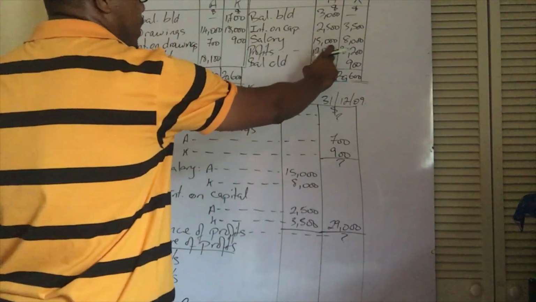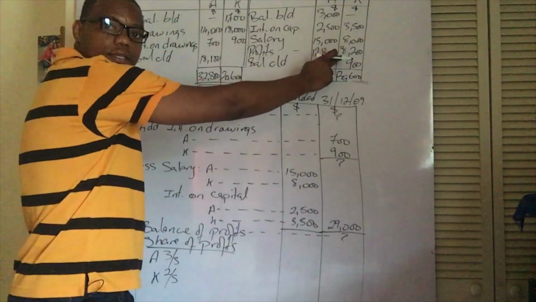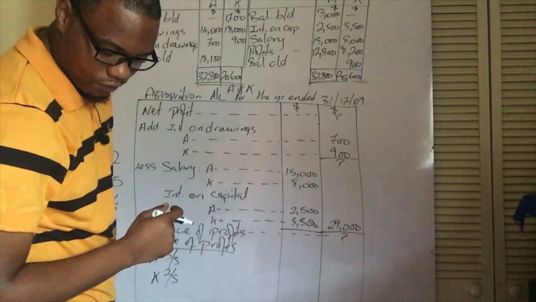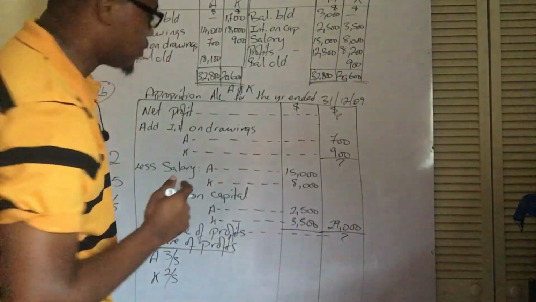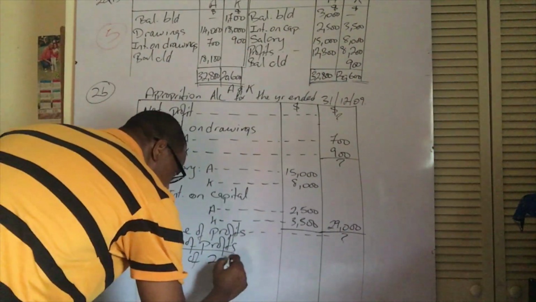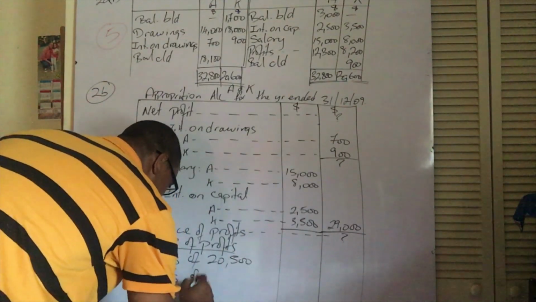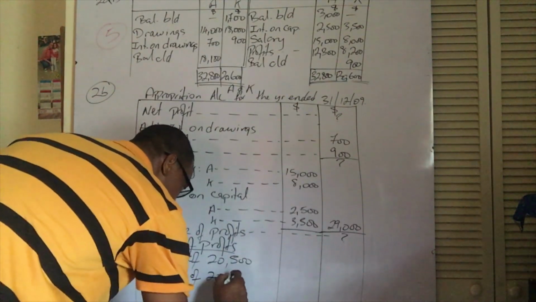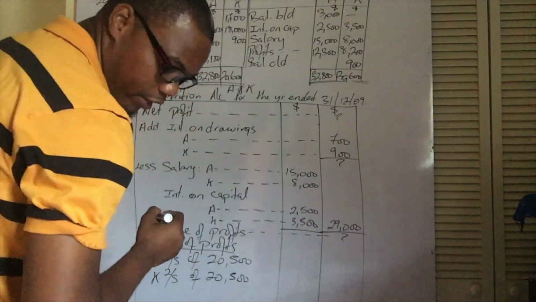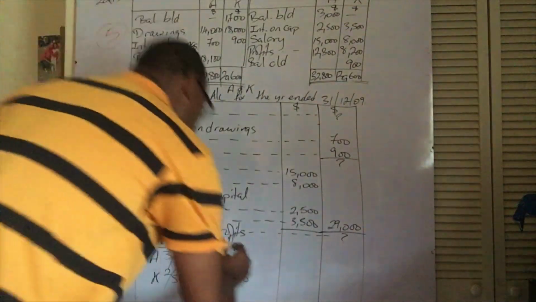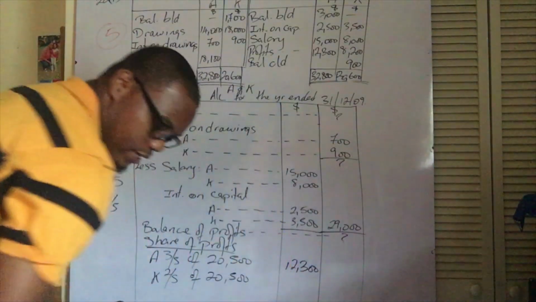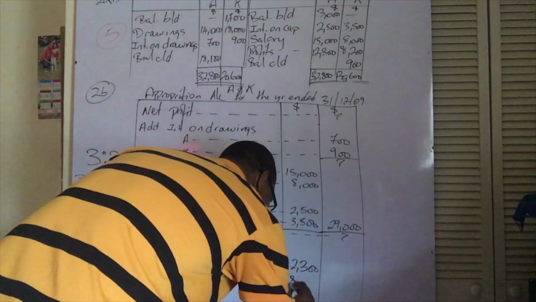Well, what we can do, we can add these, right? See the share profit there? We can add both of them together. When we add both of them together, right, we get 20,500. So they're getting 20,500 of 20,500, right? So when you work it out, Angel is getting 12,300. Carissa is getting 8,200.